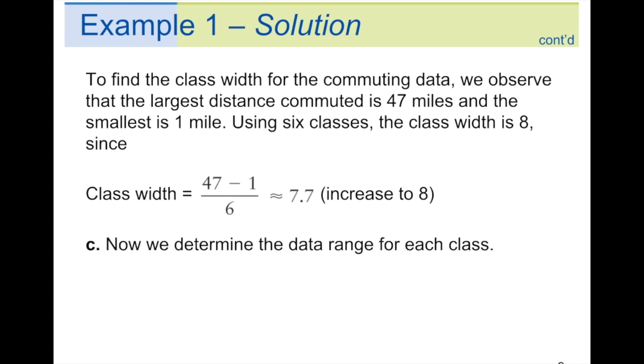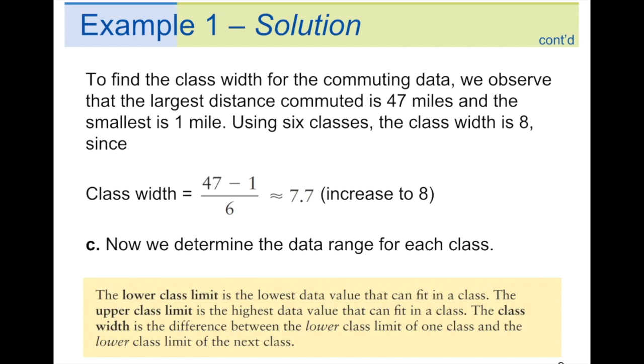To find the class width for commuting data, we observe the largest distance commuted is 47 miles and the smallest is 1 mile. Using six classes, the class width is 8, since 47 minus 1 divided by 6 is 7.7, and we increase that to 8. Now we determine the data range for each class.